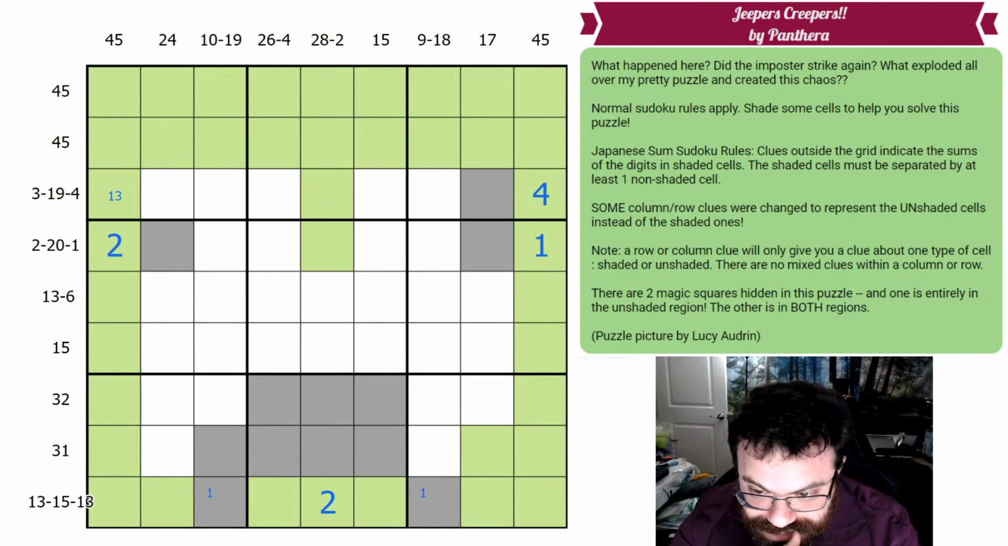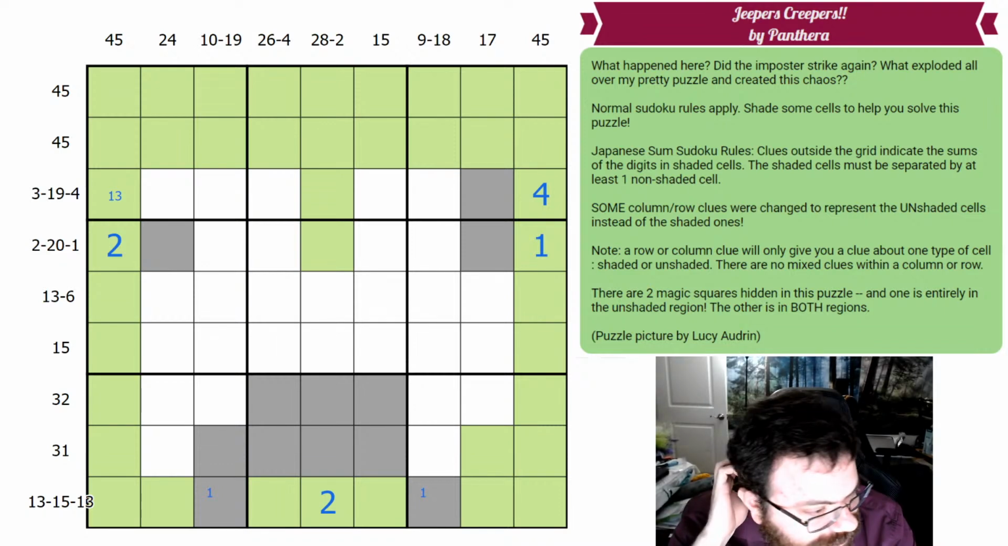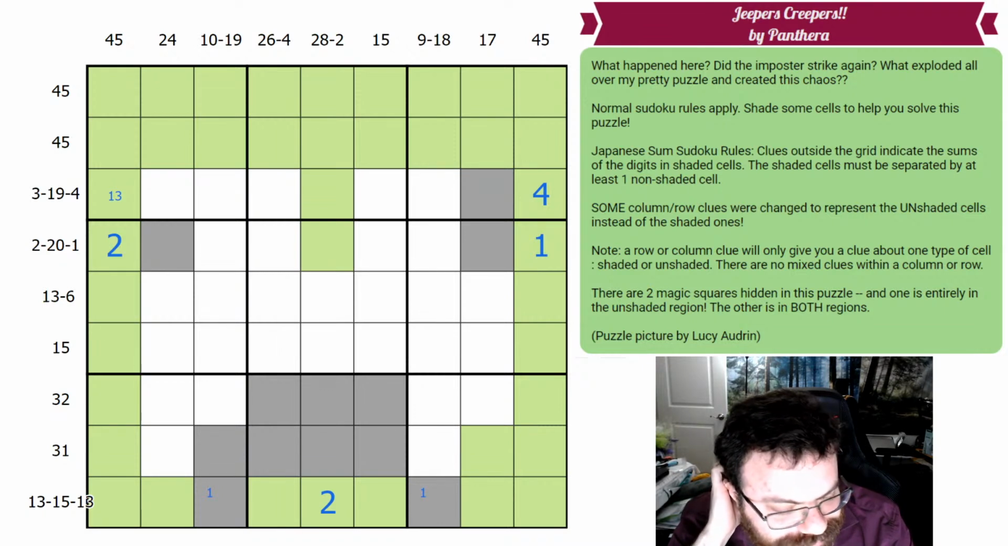Is it a creeper from Minecraft? What exploded all over my pretty puzzle? Yeah, it's probably a creeper. Good thing I chose green and gray.